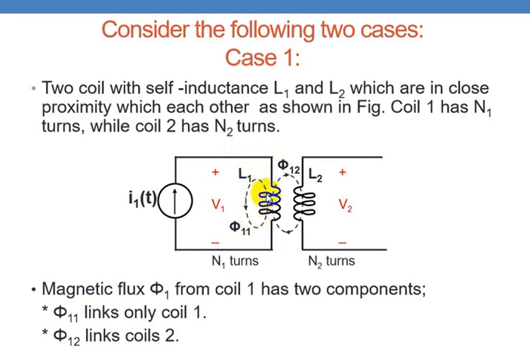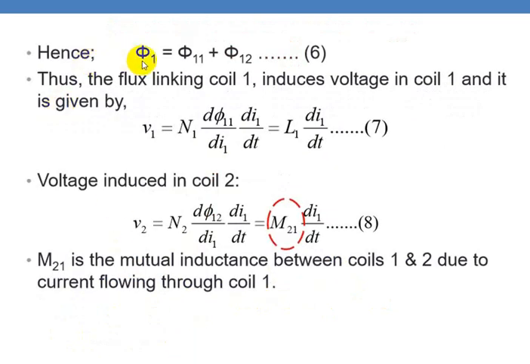So this phi 11 is nothing but the flux that links only with this coil. Phi 12 is nothing but the flux that is linking with the neighboring coil. This flux is also produced by this current. So therefore, the magnetic flux phi 1 from coil 1 has got two components. Phi 11 links only coil 1, phi 12 links coil 2. Now the total flux phi 1 produced by the first coil is phi 11 plus phi 12. So this summing of two fluxes gives phi 1.